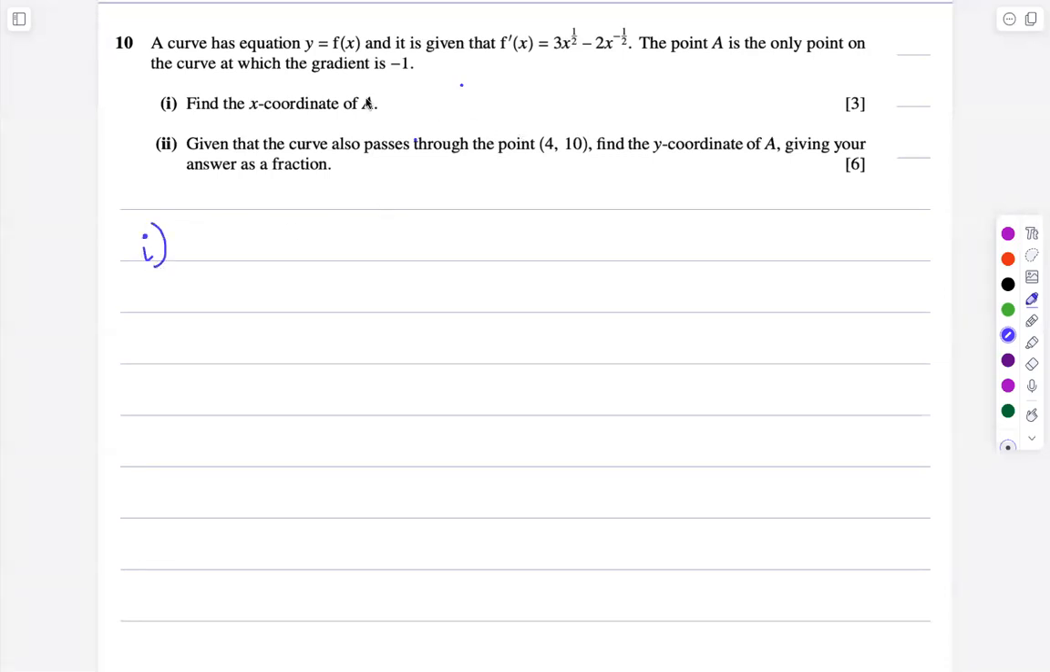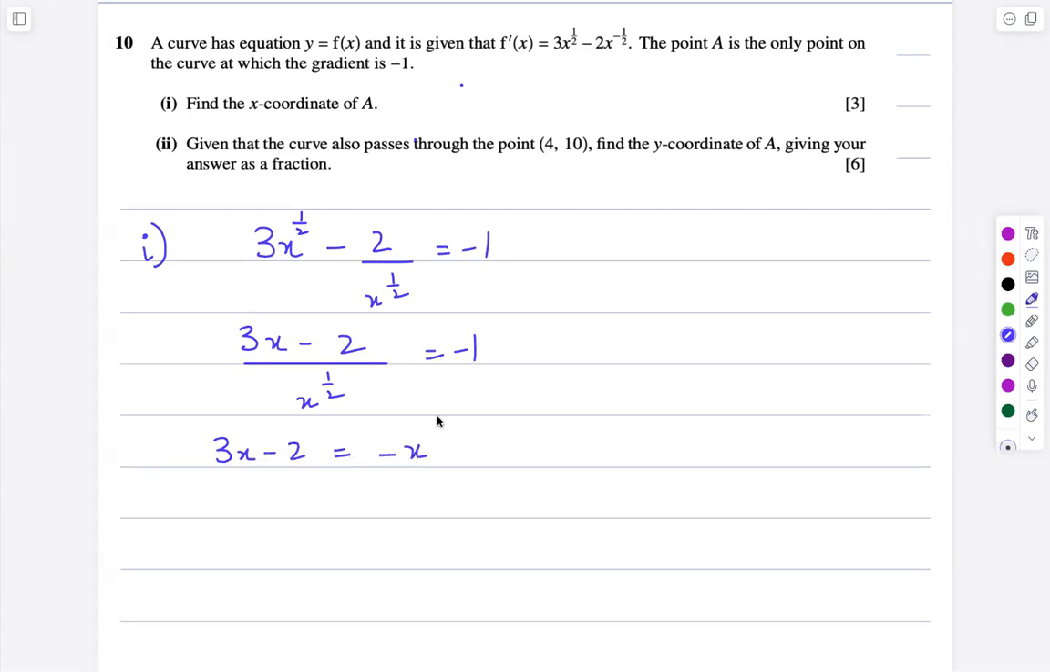Now we know that the gradient is minus 1, or we can say that f dash of x equals minus 1. So we can write the expression of f dash of x, which is 3x to the power half minus 2 upon x to the power half equals minus 1. Taking the LCM, the LCM will be x to the power 1 upon 2. x to the power half multiplied by x to the power half will become 3x minus 2 equals minus 1. Cross multiplying, we'll get 3x minus 2 is equal to negative x to the power half.